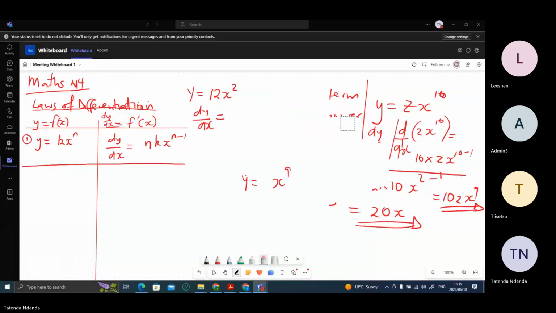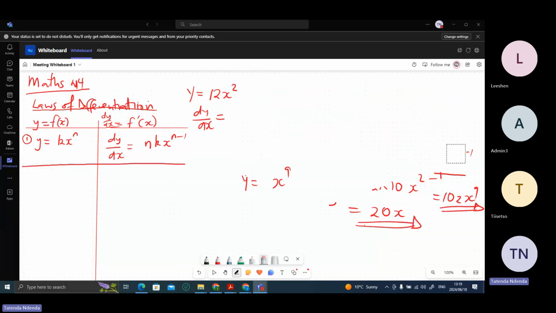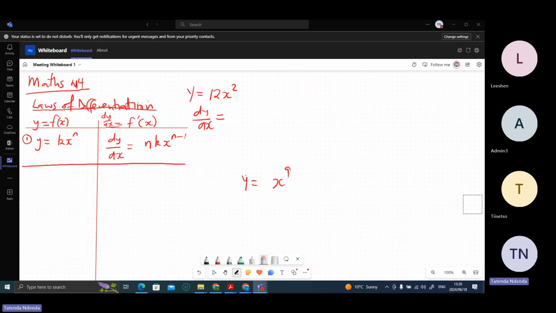9x. It's not complete because remember the power has to subtract again. So if you are saying 9x, we still need to subtract 1 from this 9. It's going to be 9x to the power of 9 minus 1, which is 8. Don't forget to subtract the 1, right?